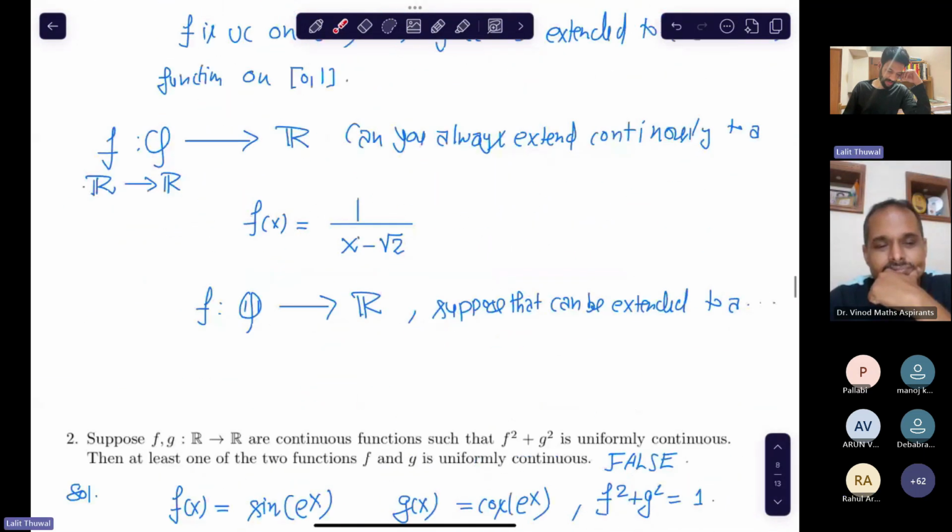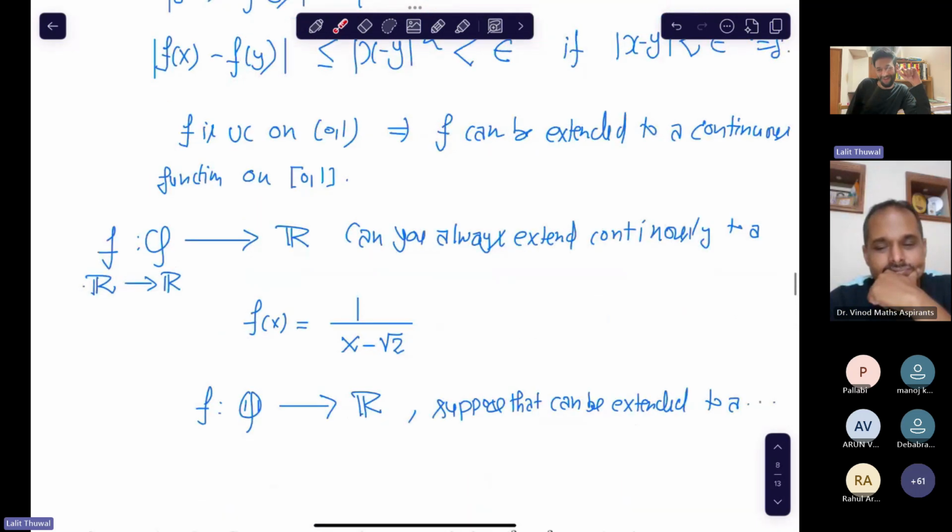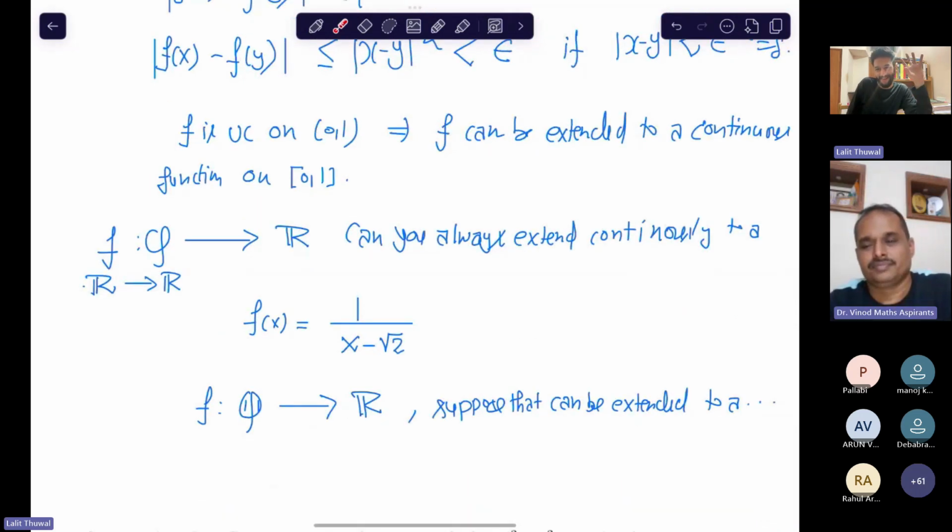Suppose you extend it. Suppose you get a function from R to R. But the limit at root 2 must exist, right? Because root 2 is an irrational number, the limit should not exist, because as you go near root 2, you are approaching infinity. So it cannot exist.